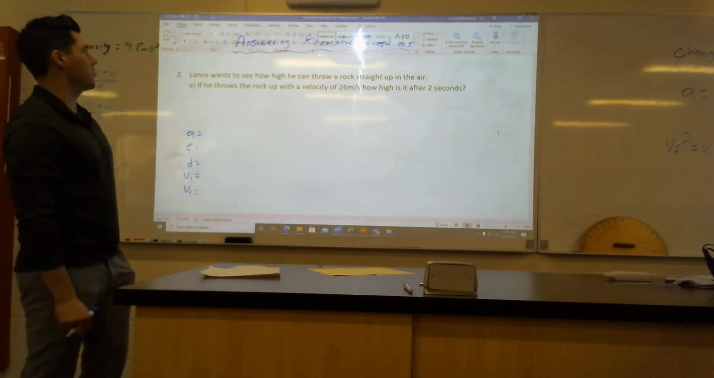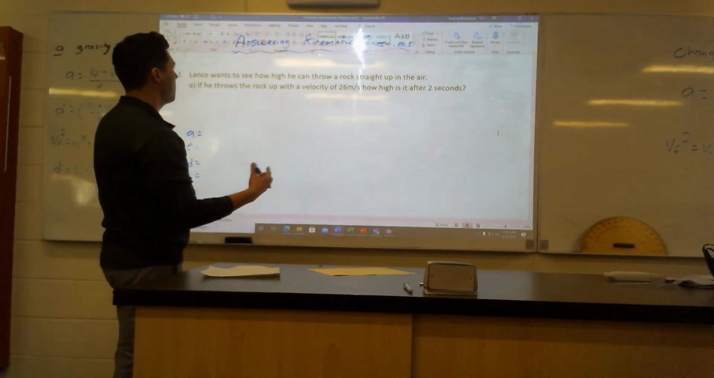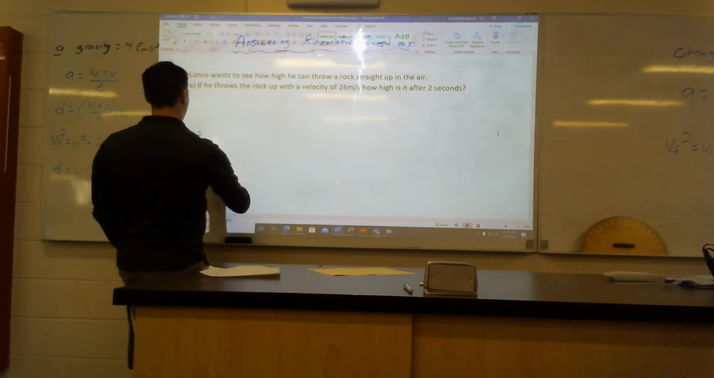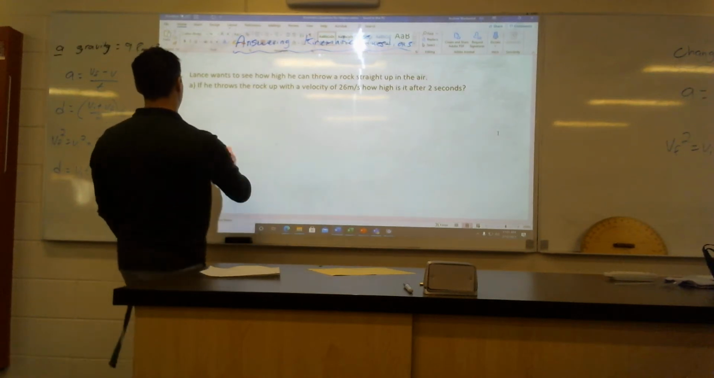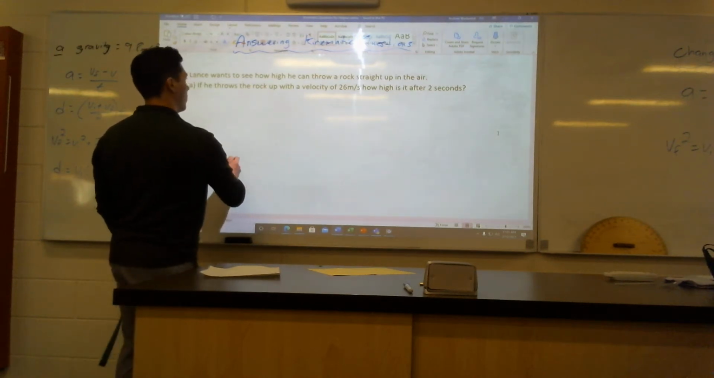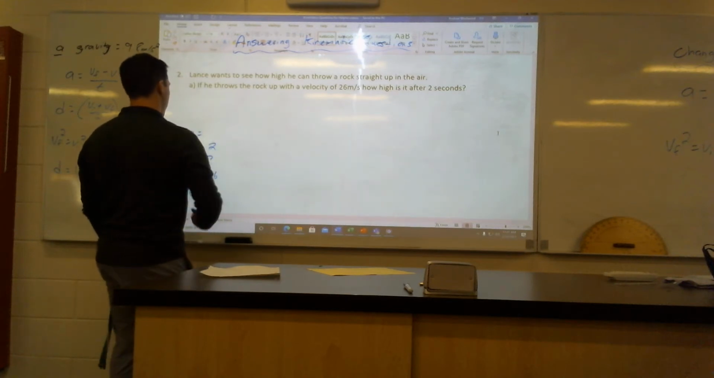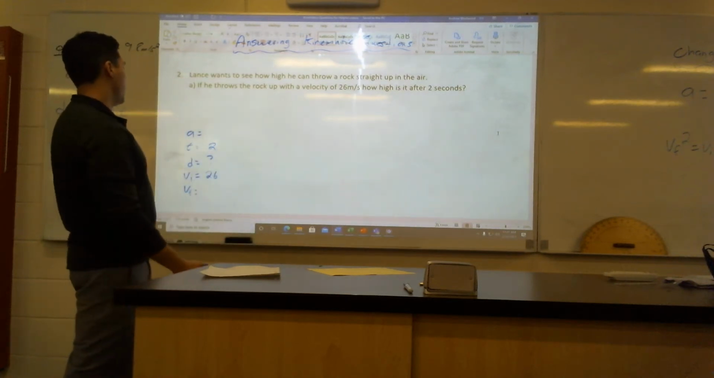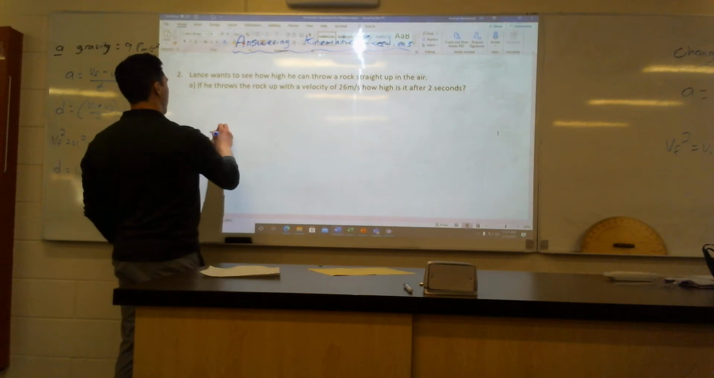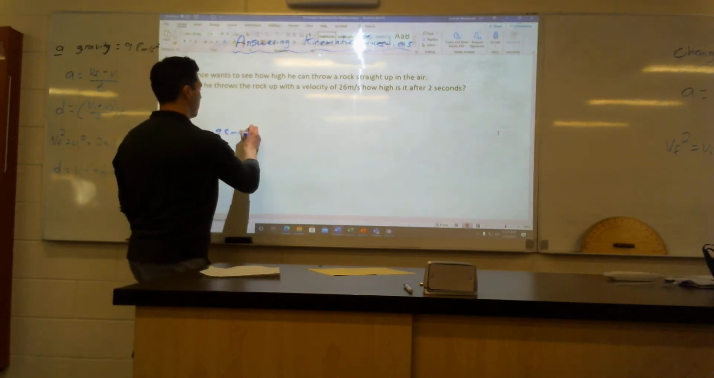Lance wants to see how high he can throw a rock. Okay, if he throws a rock up with a velocity of 26, that's our Vi. How high is that for 2 seconds? Okay, I'm looking for our distance. Again, we have an acceleration that's going to be hurting, so 9.8 meters per second squared. That's gravity. It's hurting when he's throwing it straight up.